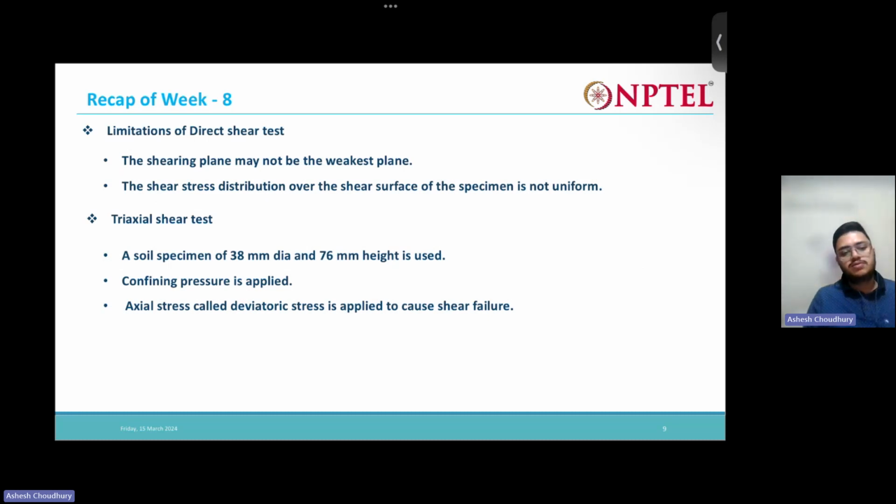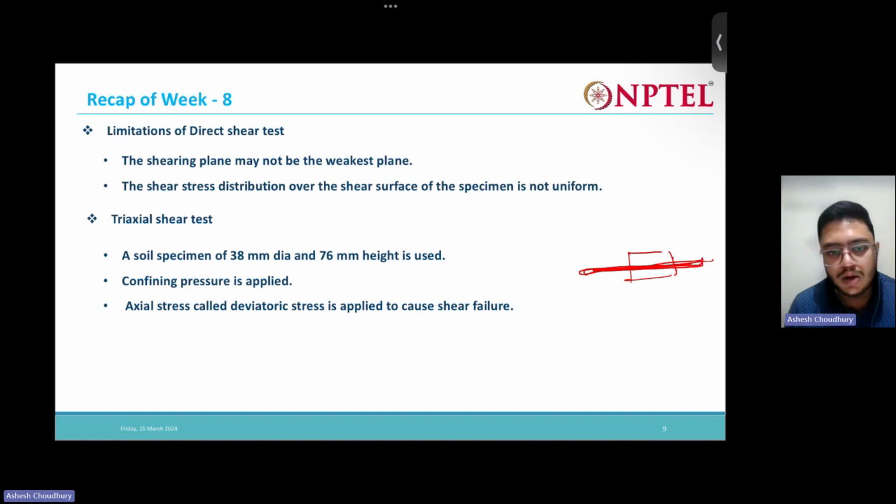Now, what are the limitations of direct shear? The shearing plane may not be the weakest plane. So here, this is the shear box, right? Here you are predefining this failure plane. From beforehand you are defining this failure plane. But this failure plane may not be the weakest plane, right?